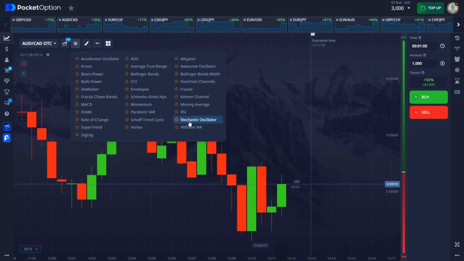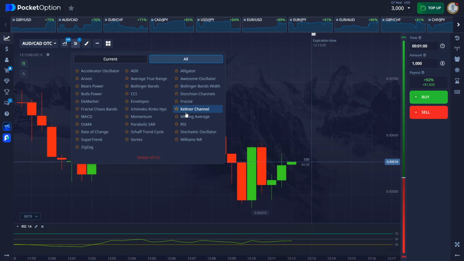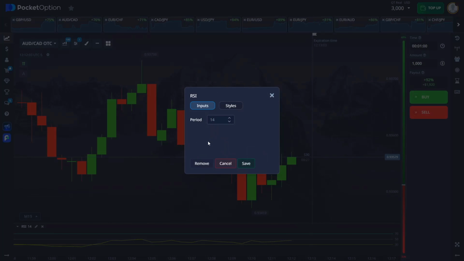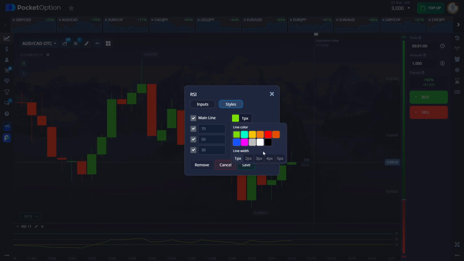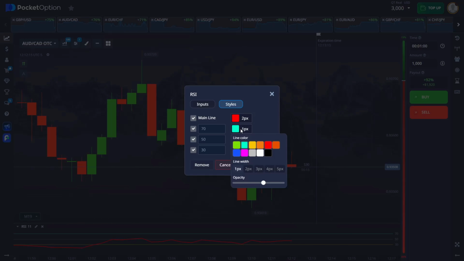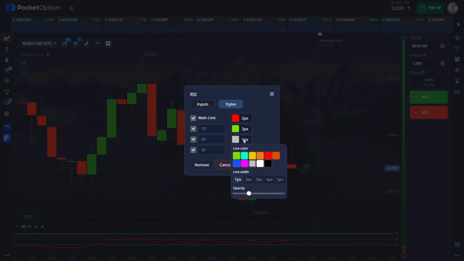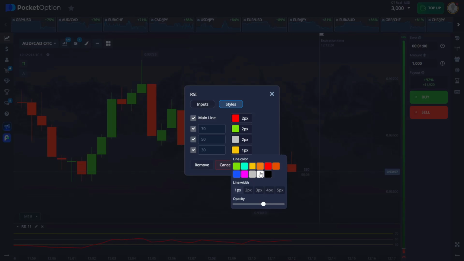For the first indicator, it's gonna be RSI. I'm gonna be changing this to that. The middle line, I'm gonna change to red, and then this, I'm gonna thicken this one, change the color to green. I'm just gonna thicken this right here. I'm gonna change this color right here to light blue, 2 pixel. Okay, I'm hitting save.